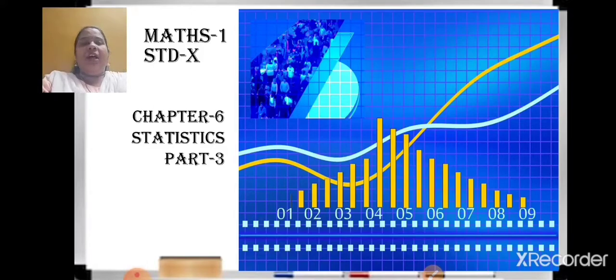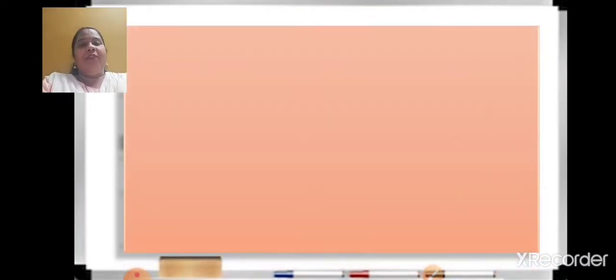In this session, I'll continue with the 6th chapter, that is statistics. But before we do that, let us quickly revise what we have learned in the previous session. We have learned about mean and median.